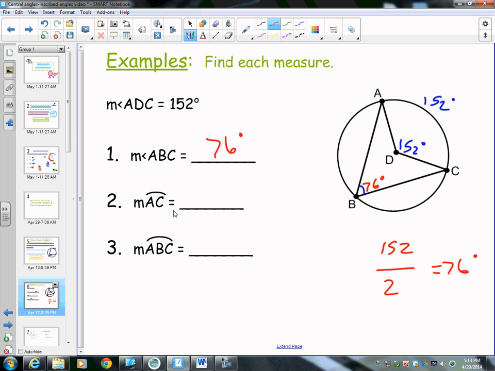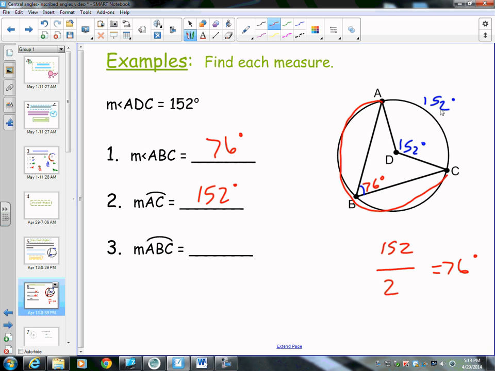We already found the arc AC. It's 152, the same as the central angle. And the arc ABC, this is an interesting one. It goes from A all the way around to B, then keeps going to C. It's all of this portion of the circle. It's actually the whole circle except for the arc A to C.